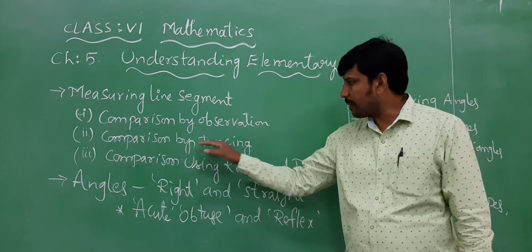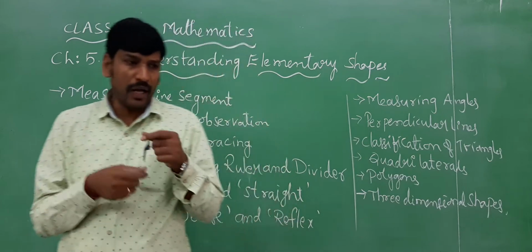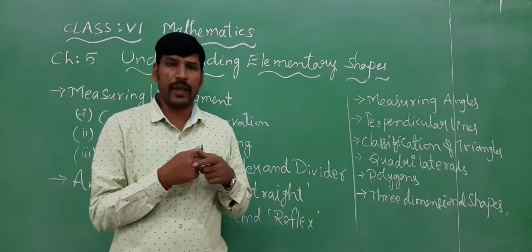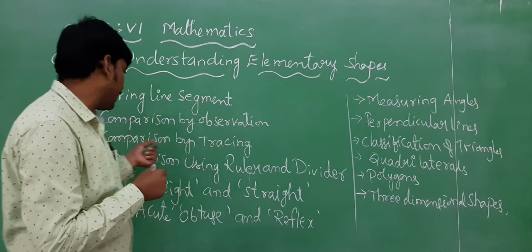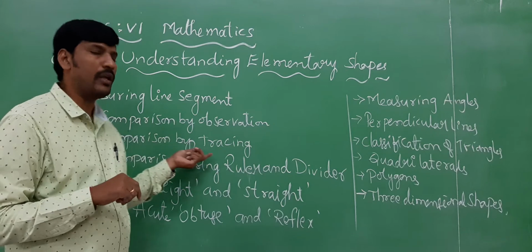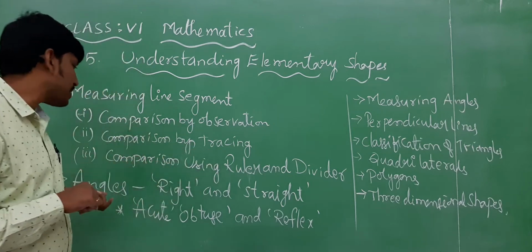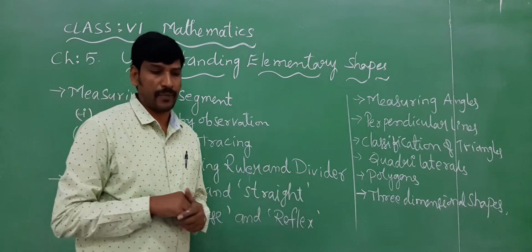Now comparison by tracing. What is the meaning of tracing? Tracing paper or by using a thread. By taking a tracing paper, we are going to measure this given line segment. Comparison by tracing. The third one is comparison using ruler and a divider.